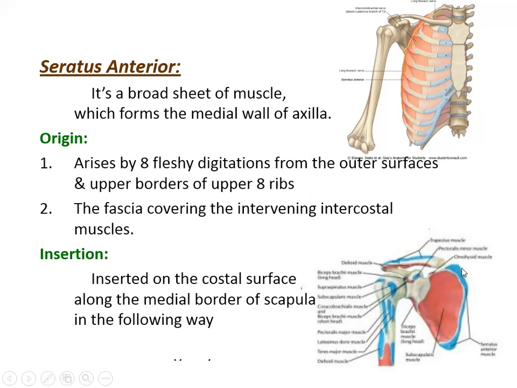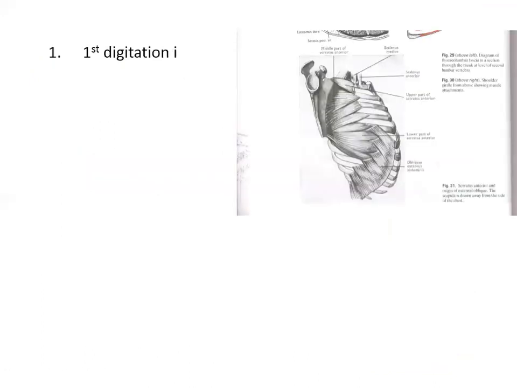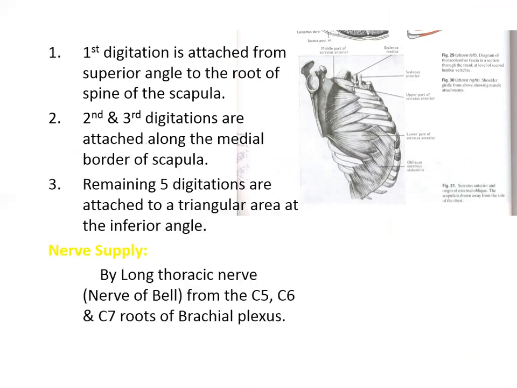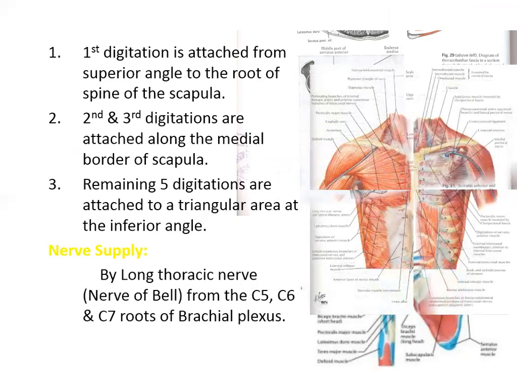So the serratus anterior muscle will be inserted to the scapula on the medial border. This is the medial border, this is the lateral border, as you know. So it will be attached along the whole medial border in the following way. How it is attached, we'll see in detail. So the first digitation is attached from the superior angle to the root of the spine of the scapula. As you know, let me show this picture.